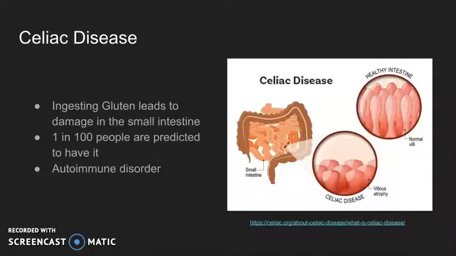People who have celiac disease cannot ingest gluten because it leads to damage in the small intestine. 1 in 100 people are predicted to have celiac disease. Celiac disease is an autoimmune disorder, which means the immune system mistakenly attacks your own body.